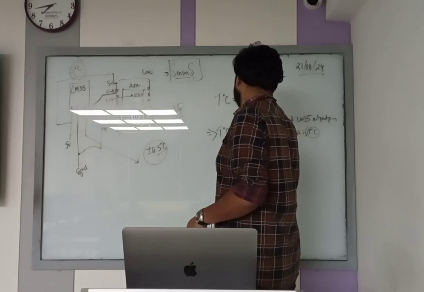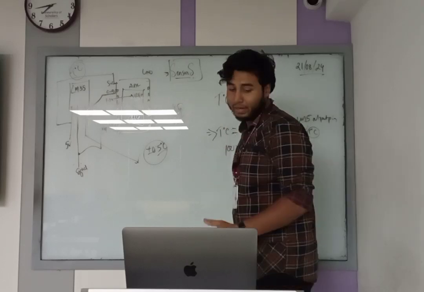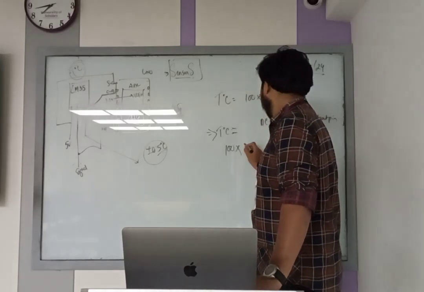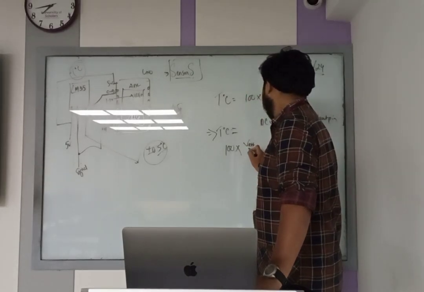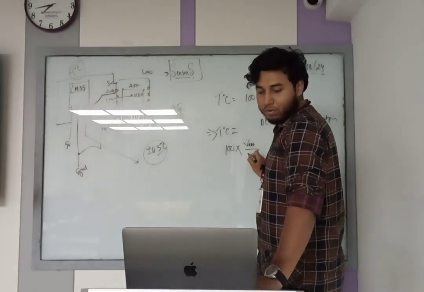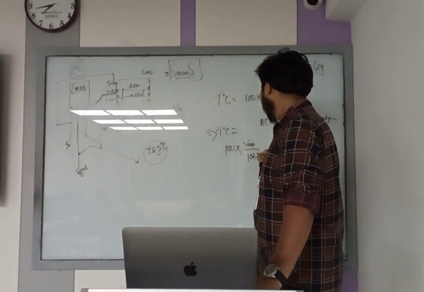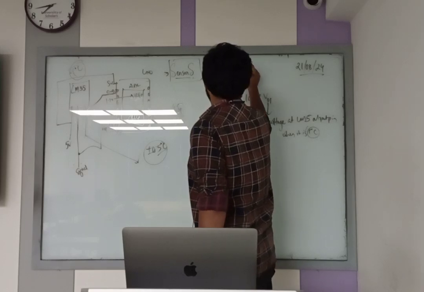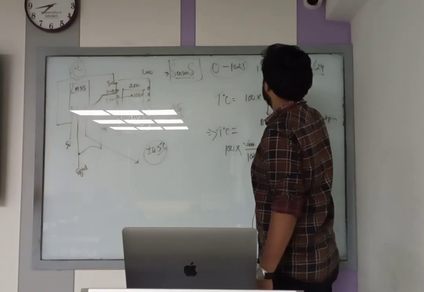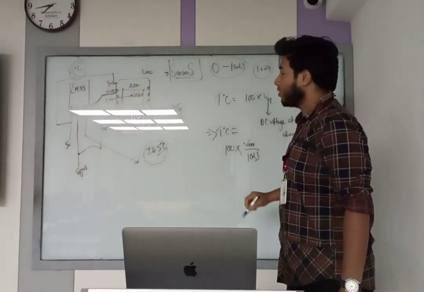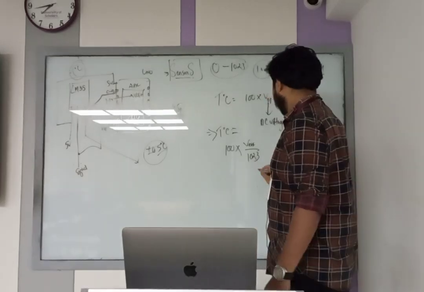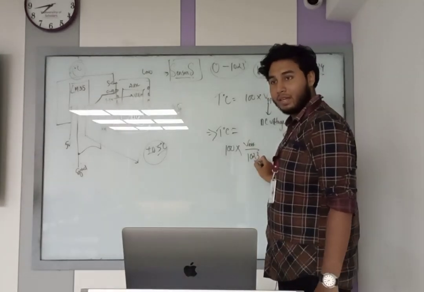And now I can say that T degrees Celsius is equal to 100 times whatever I can write over there. Can you say please? V reference by what? 124. Sorry, 123. Why 123? How many values over there? 124 analog values, so 0 to 123. So V reference divided by 123 times what?